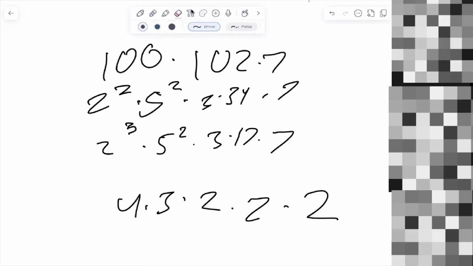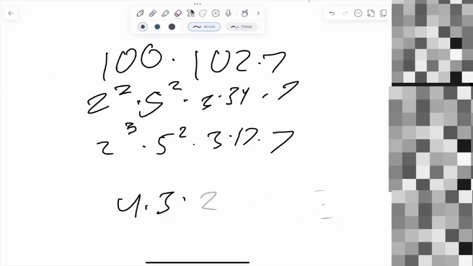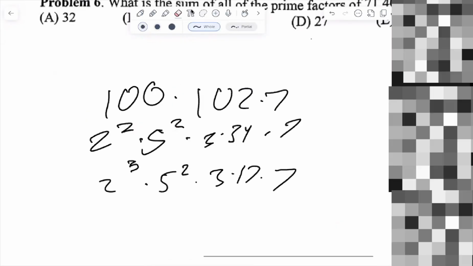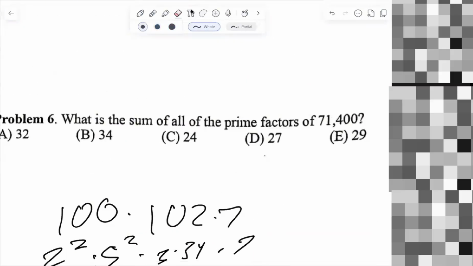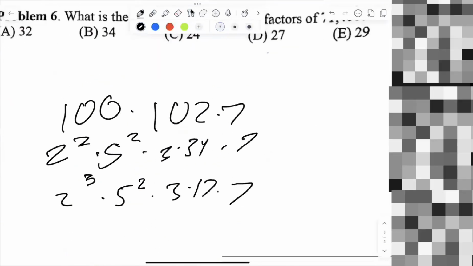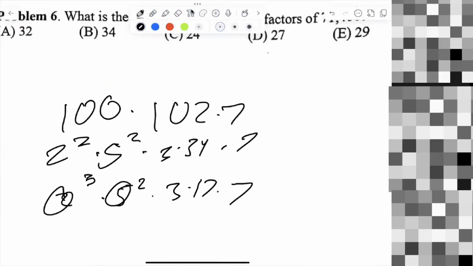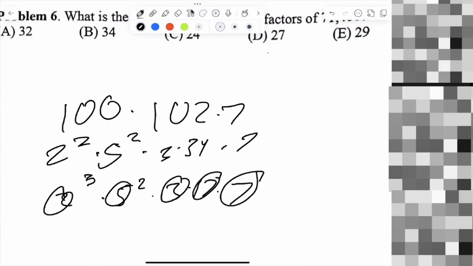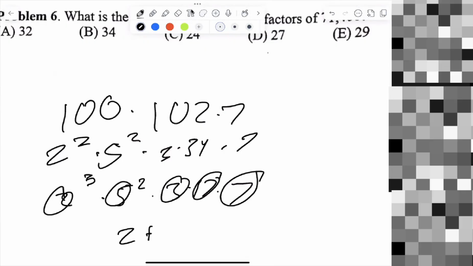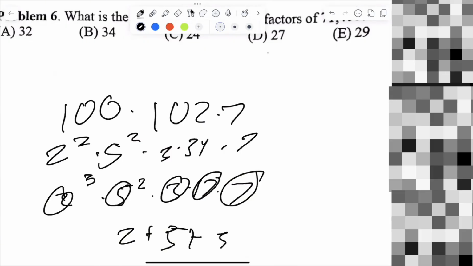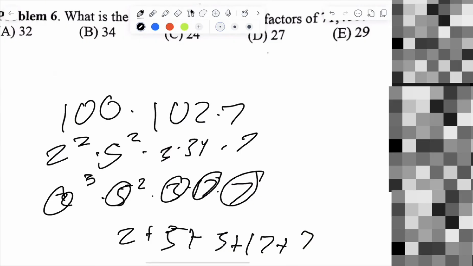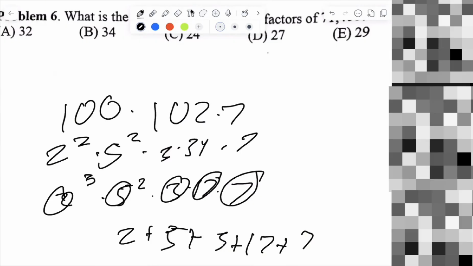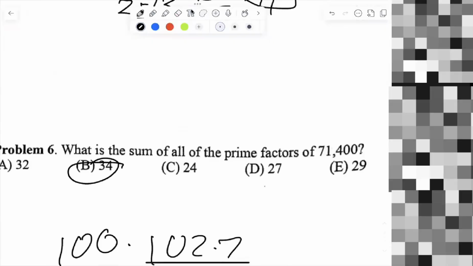Oops, my bad. This is not find the number of factors. Oops. Make sure you read the question. It's a sum of all the prime factors. So there's normally 5 prime factors. So it'd be 2 plus 5 plus 3 plus 17 plus 7. And from here, adding all of this up gives you a total of 34, or B.